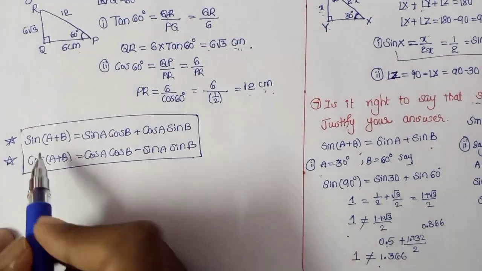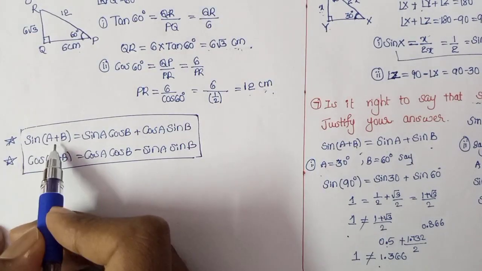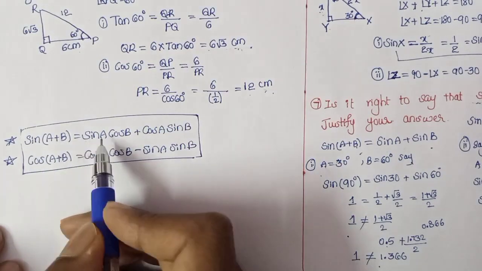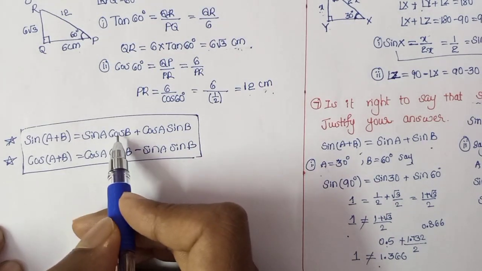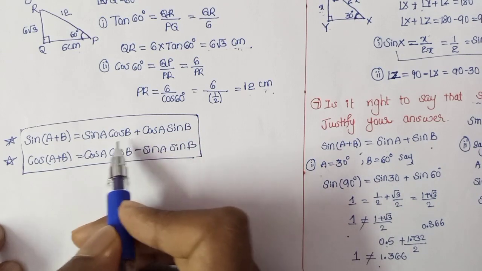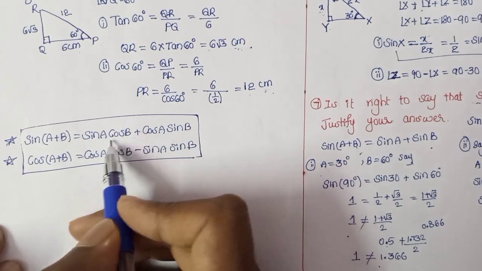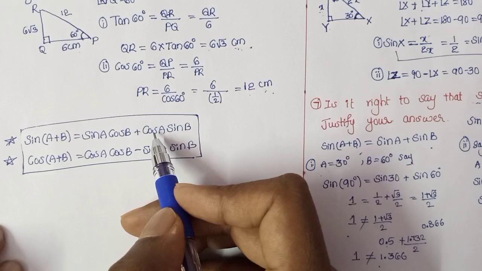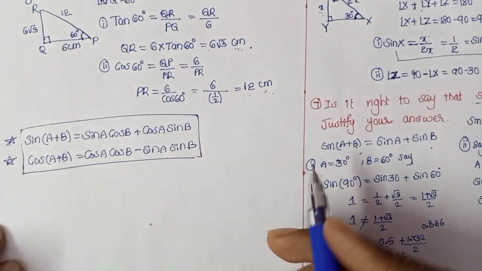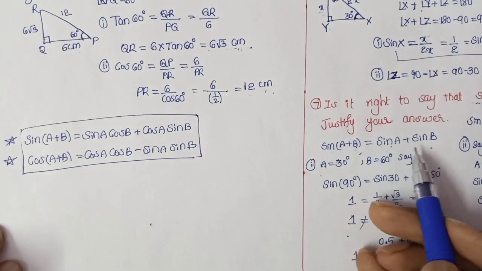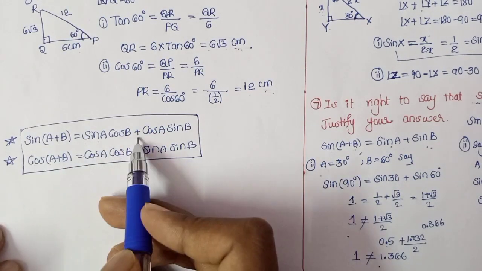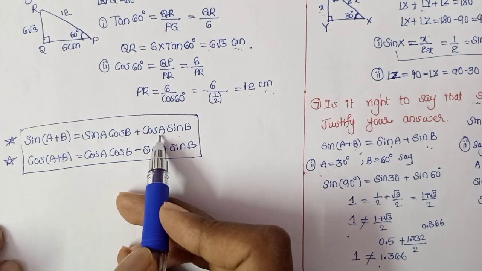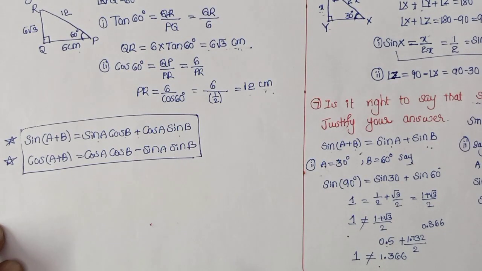From this relationship, sin(A + B) is equal to sin A cos B plus cos A sin B. Here, we have to eliminate the cos B term and the cos A term, because we have to show that sin(A + B) is equal to sin A plus sin B. So the cos B and cos A terms have to be eliminated. How are these two eliminated?